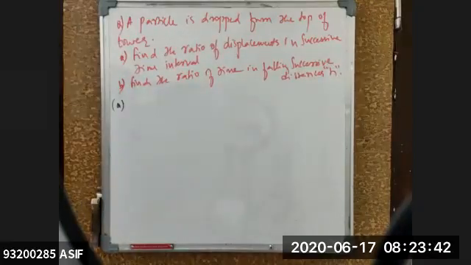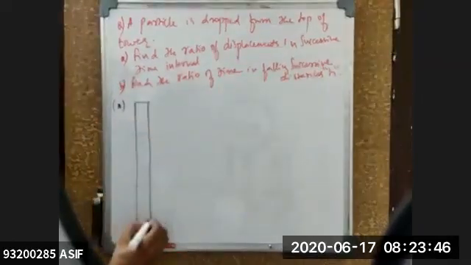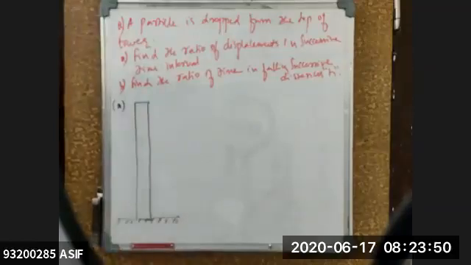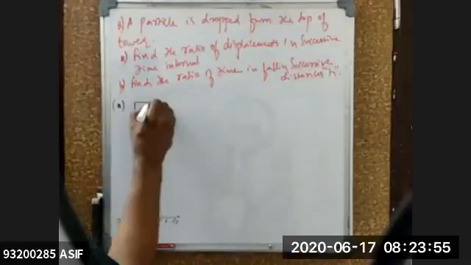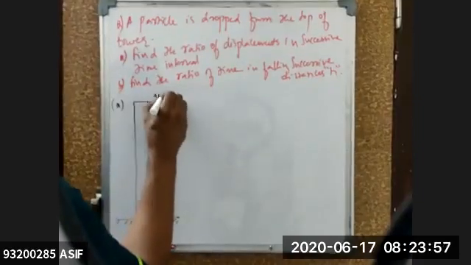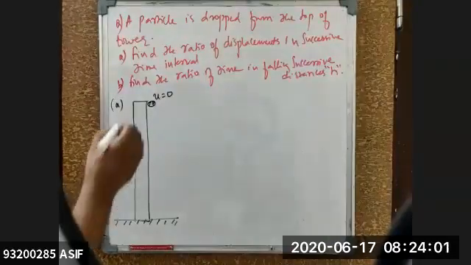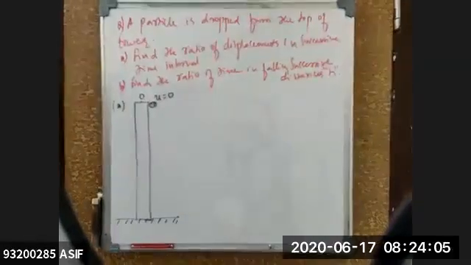For the first question, a body is being dropped from the top of the tower. This is your tower, and this is your ground. From here, the body is dropped. Since it is dropped, the initial velocity will be 0. This is the point of reference, so I'm taking this as the origin.